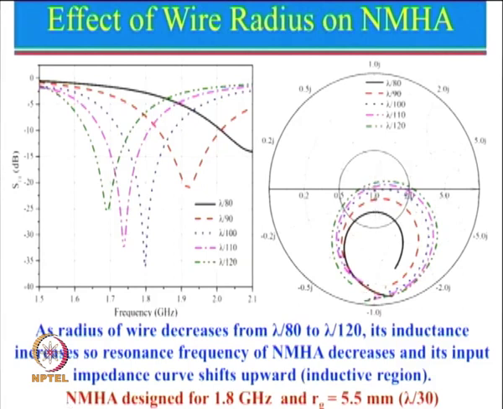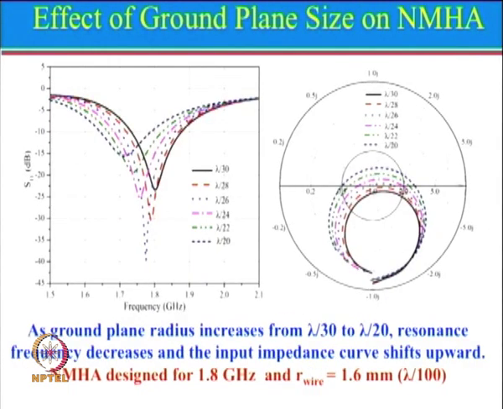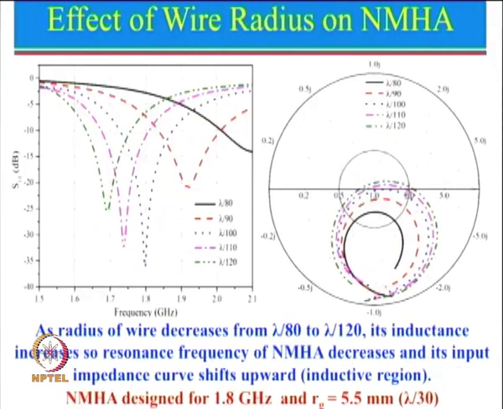So, now we need to see the effect of the ground plane. One can see that here lambda by 30 is the ground plane, and from lambda by 30 if you go to lambda by 20, the whole curve shifts up. Also, if you do that, from lambda by 30, the frequency reduces. So, now if you look at these two things and these two curves here, what is the conclusion? How do we do the optimization?